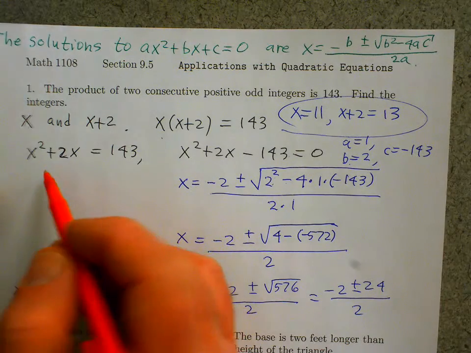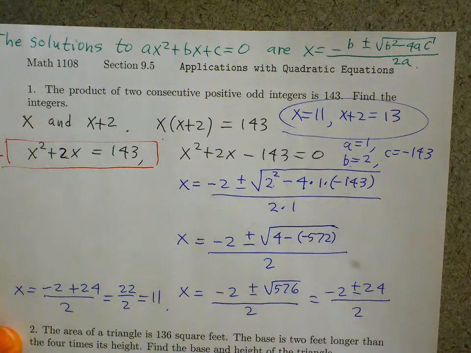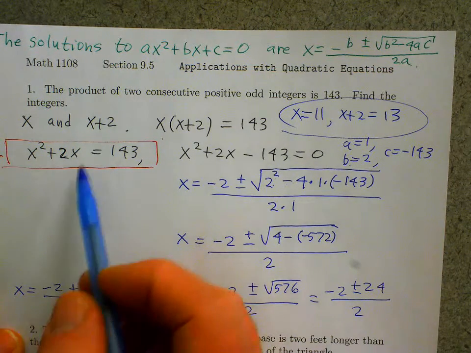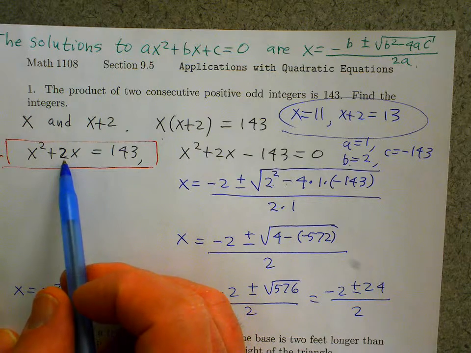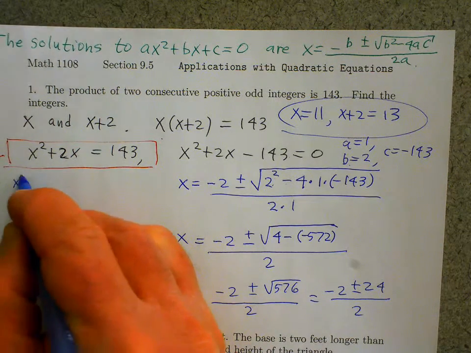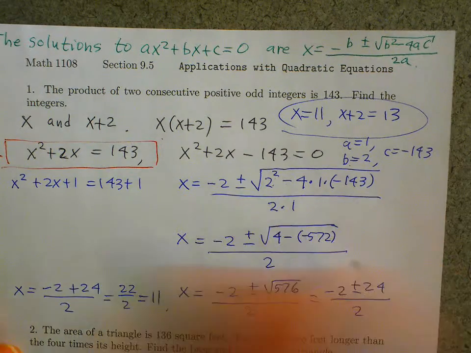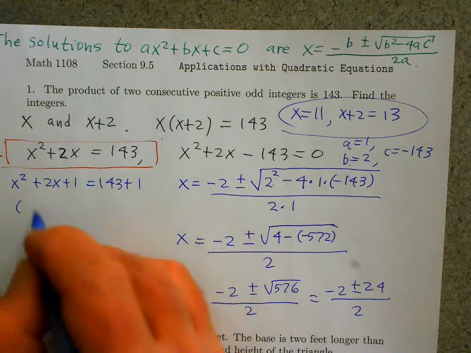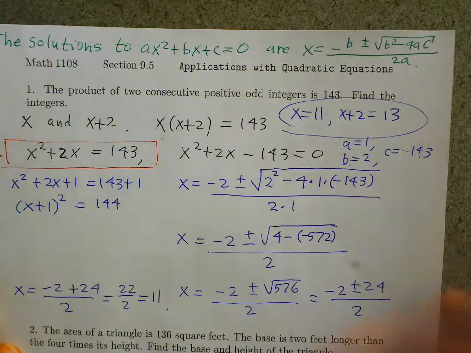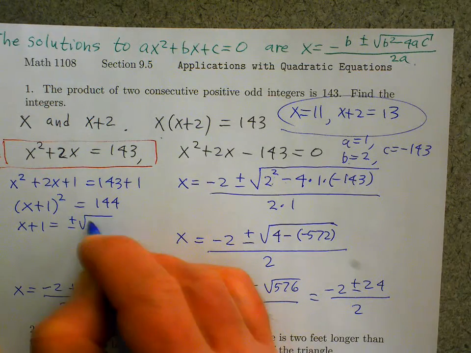I wanted to save this space right here to show you that we can easily solve this equation by completing the square. So we have x squared plus 2x equals 143. To create a perfect square trinomial, we take 1/2 of the coefficient of x and square it. So 1/2 of 2 is 1, and 1 squared is 1. If we add 1 to both sides, we get x squared plus 2x plus 1 equals 143 plus 1. And then x squared plus 2x plus 1 is a perfect square trinomial. When you factor it, it's x plus 1 squared equals 144. Then applying the square root property, we get x plus 1 equals positive and negative square root of 144.